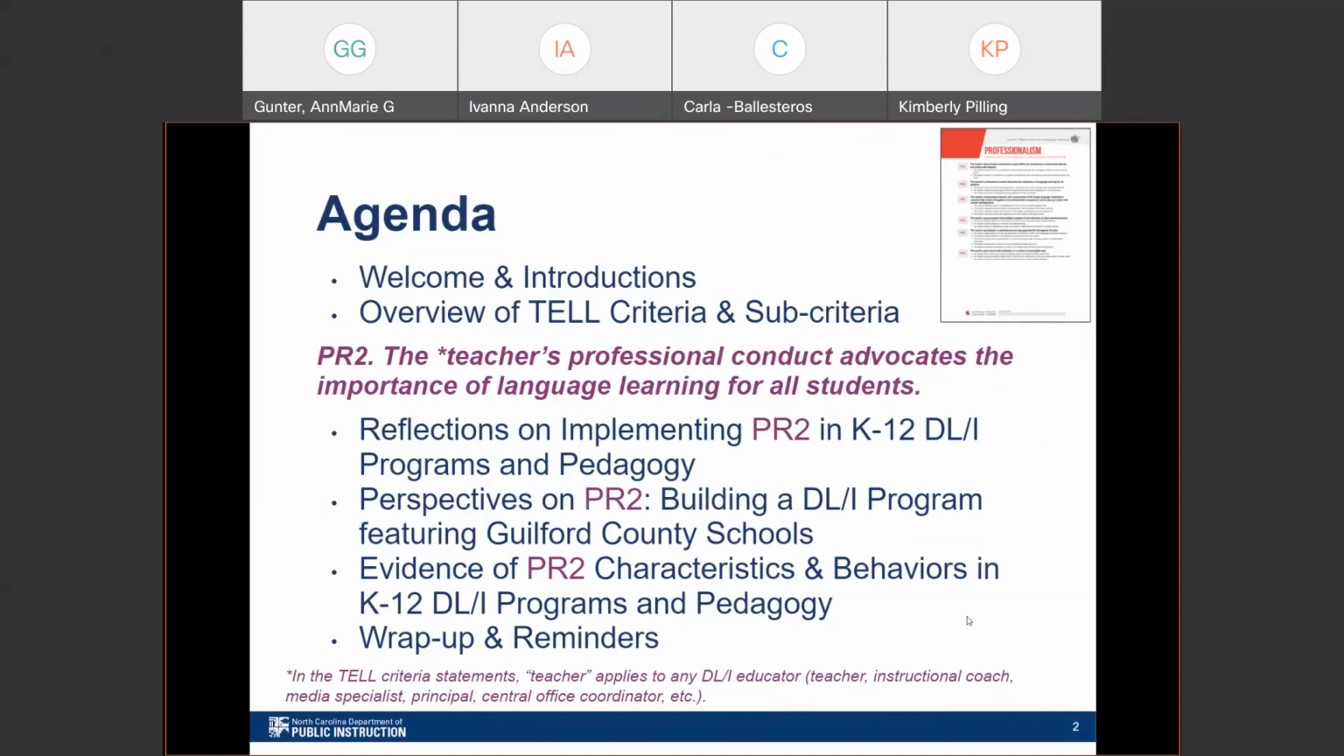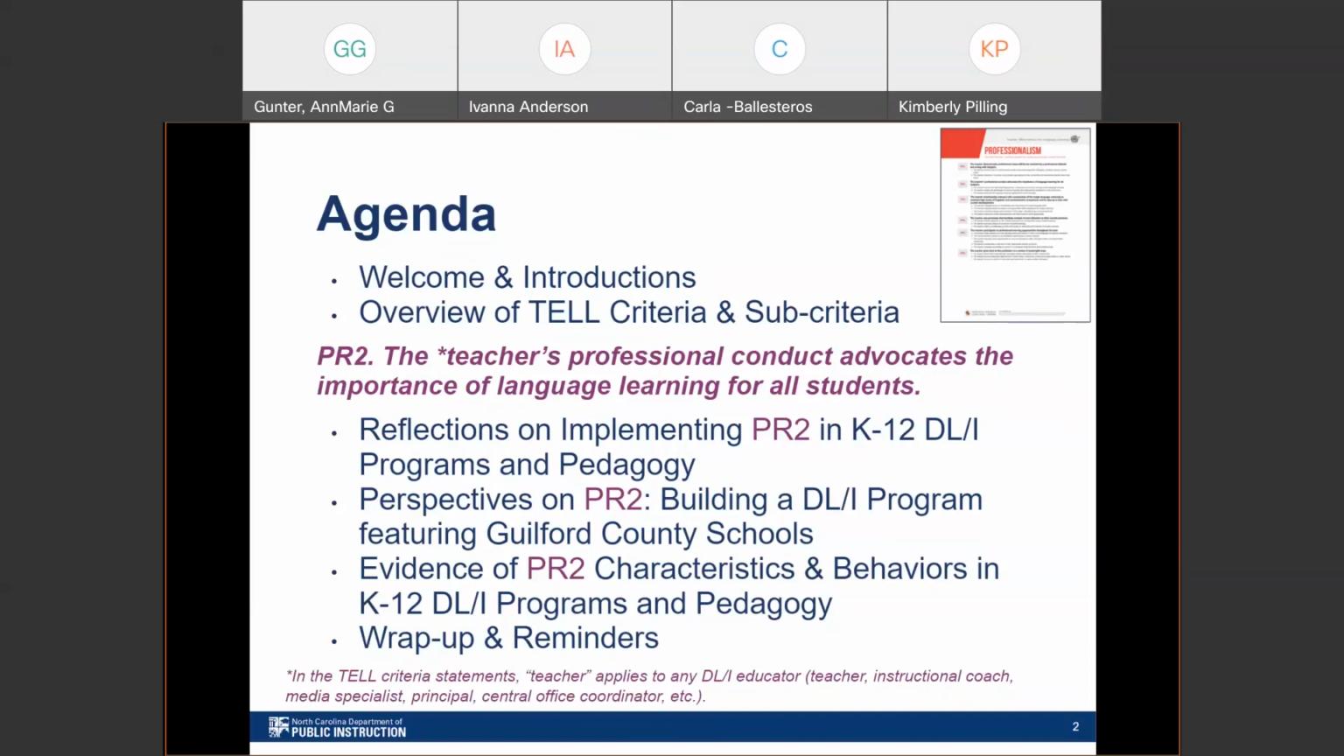Great. All right, well, today we're beginning with our welcome and introductions. So you're going to be introduced to us as speakers, but also we're going to get to know you a little bit. We'll have an overview of that TELL criteria and its sub-criteria that I mentioned. So professionalism is abbreviated PR, and we're looking at PR2, where it says the teacher's professional conduct advocates the importance of language learning for all students, which is certainly critical when we think about building DLI programs.